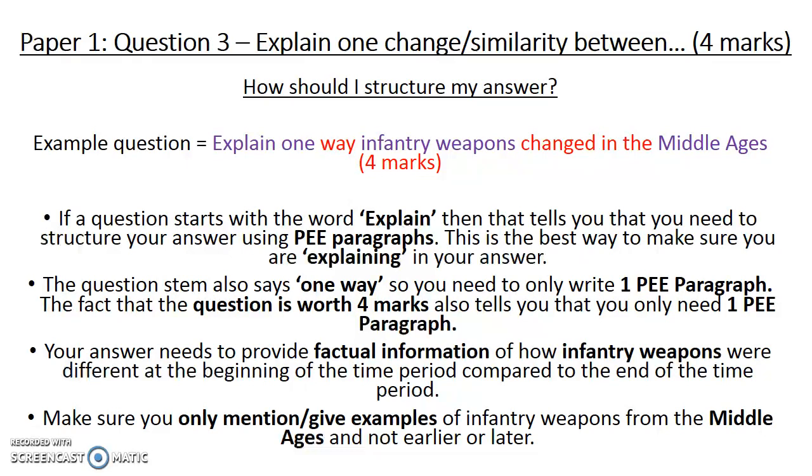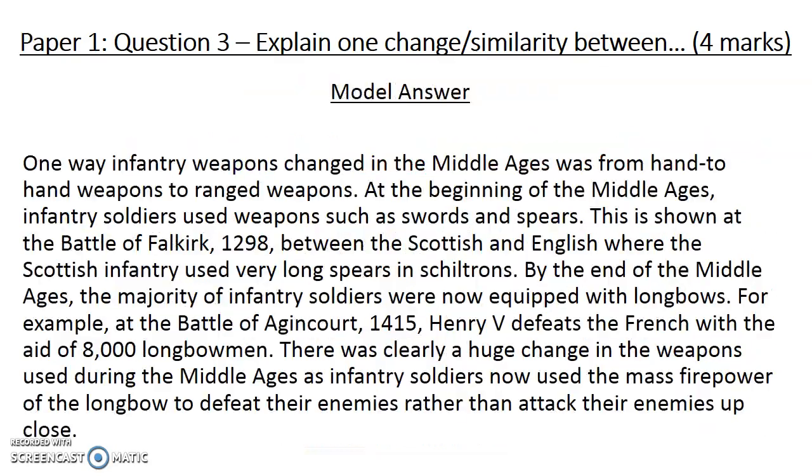In this question, you do need to provide factual information of how infantry weapons were different at the beginning of the time period, so the beginning of the Middle Ages in this question, to the end of the time period. You must make sure you only mention or give examples from the Middle Ages. It's obvious, you say that, well, of course I'm going to do that, but so often people don't do that and they start mentioning things that didn't happen in the time period. If you mention anything that doesn't happen in the time period, you will get 0 marks for that. And it's a waste of time.